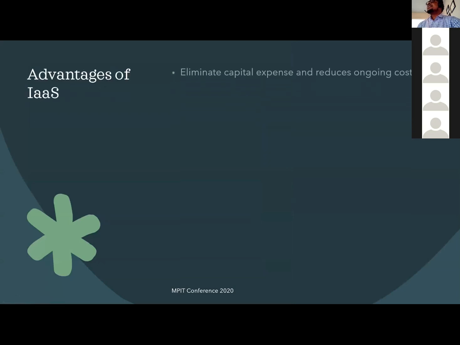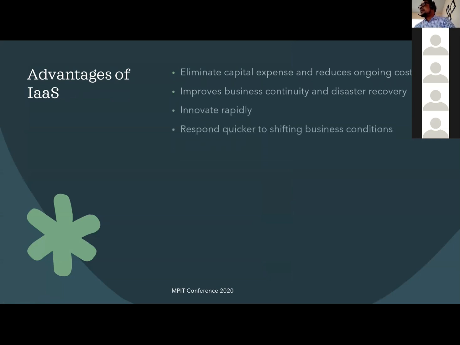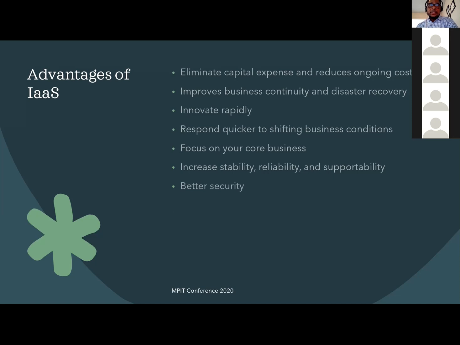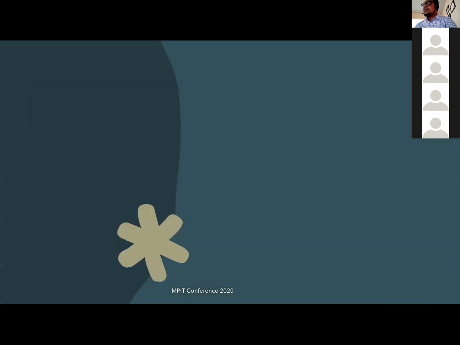Of course, it has its own advantages. It limits capital expense and reduces ongoing costs, improves business continuity and disaster recovery, innovate rapidly, respond quicker to shifting business conditions. What does that mean? If your business is growing rapidly, it is able to scale and grow along with your business. Of course, you get to focus on your core business and leave Microsoft to do the work for you. Increase stability, reliability, and supportability. Better security. Get new apps to users faster.